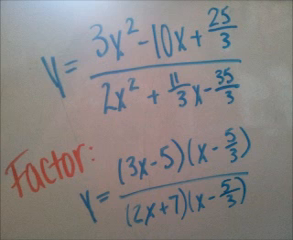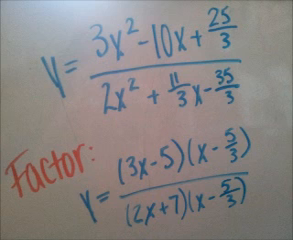To find my hole, I set what canceled out in the factored equation equal to 0. X minus 5/3 occurs in both the numerator and the denominator, so that's what cancels out. I let that equal 0, so x minus 5/3 equals 0. I solve for x, so I add 5/3 to both sides, and x equals 5/3, which is my x-coordinate. And then I let 5/3 equal x in the factored equation, so y equals (3 times 5/3 minus 5) over (2 times 5/3 plus 7). I get 0 over 31/3, and that's just 0, so my hole is at (5/3, 0).